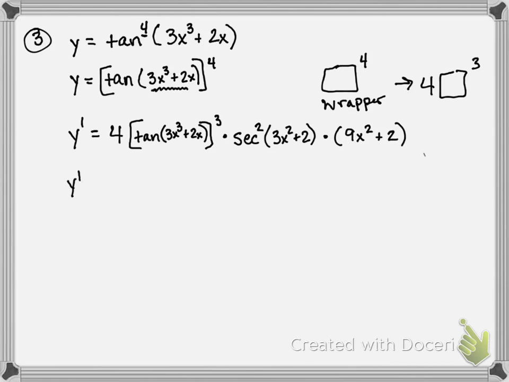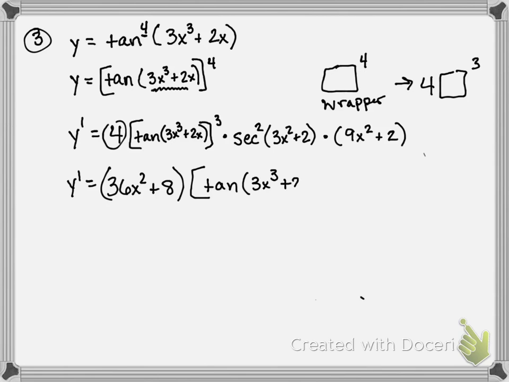some of y'all wouldn't want to. All right? Some people would distribute that 4 all the way, distribute this 4 from the front to the 9. So that's what? 36x squared plus 8. Right? And then all that is times. Okay? It's just kind of whatever you prefer right here.